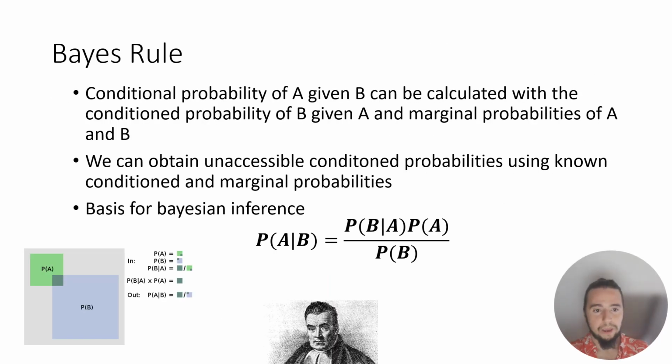Okay, so this is essentially the Bayes rule. The conditional probability of something can be calculated with the inverse conditional probability and the marginals of both members using this simple formula. So the main advantage of this is that we can obtain inaccessible conditional probabilities using known conditional probabilities and their marginals. So this is the basis for Bayesian inference that we'll cover in later sessions.